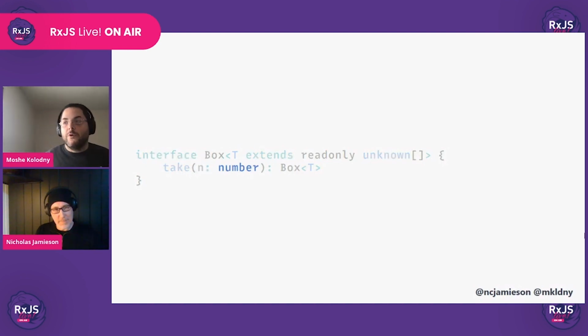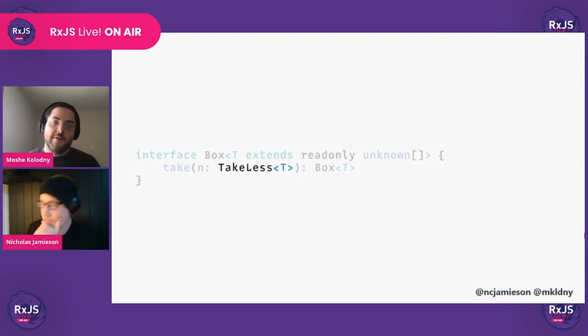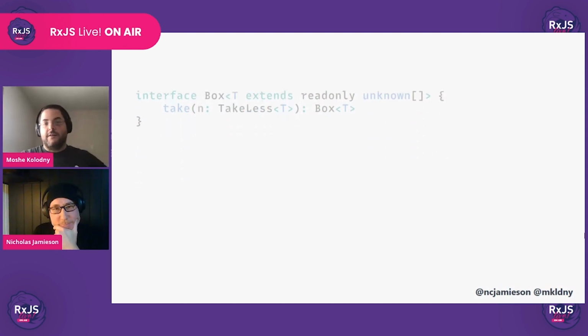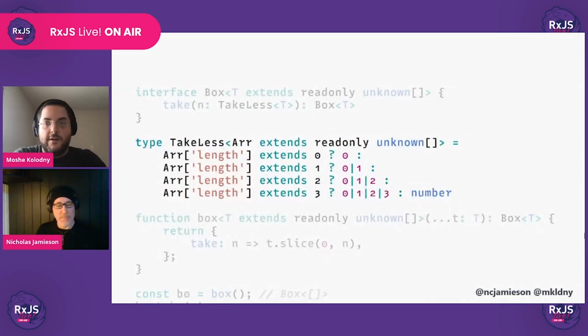So if we look, what we're doing is we're saying take is a number, but that is a little bit broader than we need it to be. What we could do is create this magic type that's going to limit what you could do with it. We're only going to let you take less than whatever T is. This is going to change based on the generic of the Box. So how does this work? We're going to look at TakeLess. TakeLess is the type level programming idea. What we're doing is inspecting some more concrete thing of a tuple, and we're going to do things based on different conditions that that tuple has.